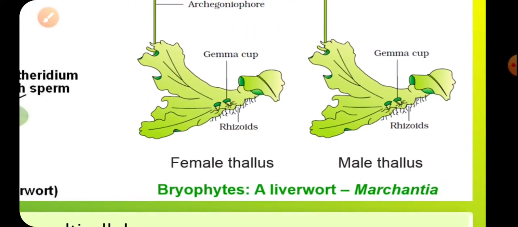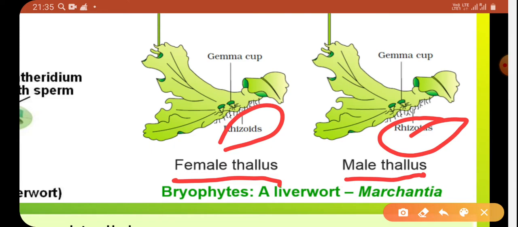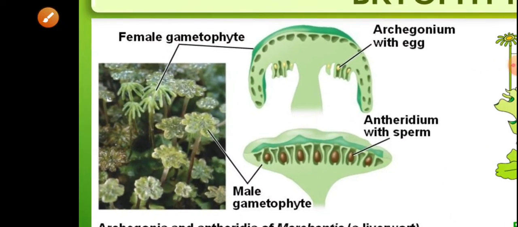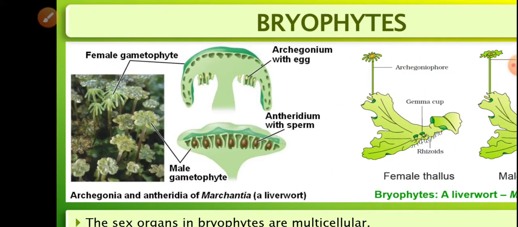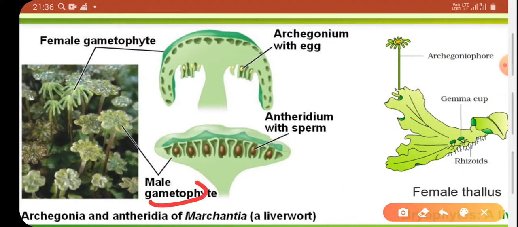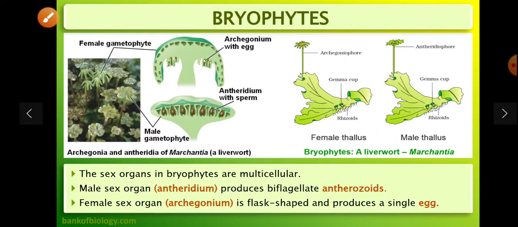Bryophyta, liverwort example, that is Marchantia. Female thallus, male thallus. Rhizoid, rhizoid. Gemma cup, gemma cup. The structure of Marchantia, magnified. Male gametophyte, and that is archegonium with egg, that is female. This is sperm. You can see this diagram in a more magnified manner and understand this.